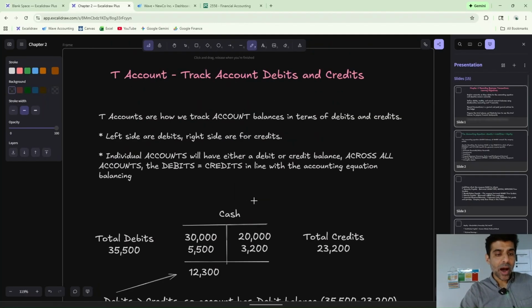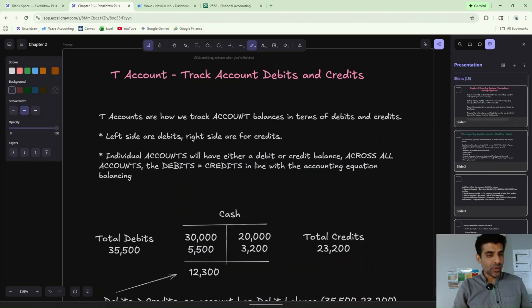Okay, so now how are we going to organize? Because we're going to have a bunch of transactions happen, like with cash, right? We saw from the homework that cash had many things happening to it. When you issued stock, you had cash coming in. When you paid expenses, cash went out. So cash is going to have, in this example, a bunch of debits, a bunch of credits. We're going to use this thing called a T account to organize it.